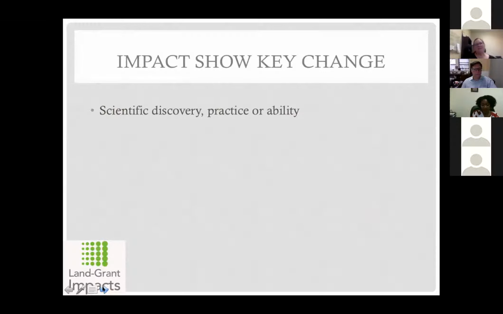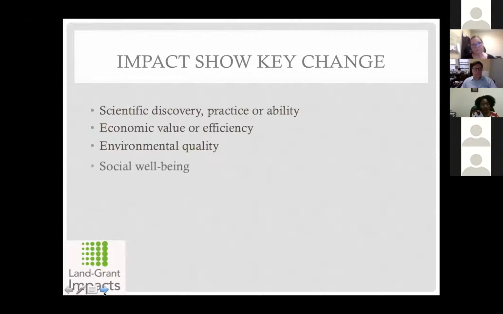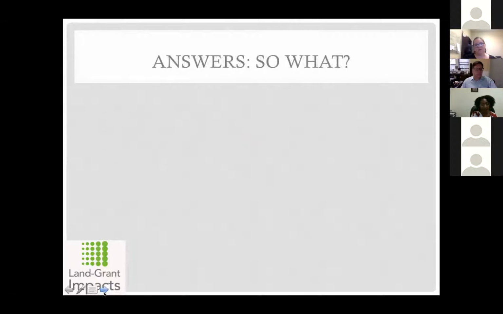So impacts show key change, whether it's scientific discovery, practice, or ability. If it's a change in the economic value or efficiency in how we do things, if it's an improvement in environmental quality, social well-being, health and well-being of humans, those are all things that we look for, those key changes that show true impact. But more than anything else, impact should answer the question, so what?